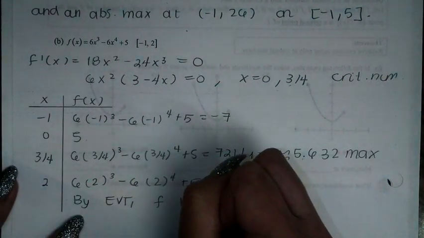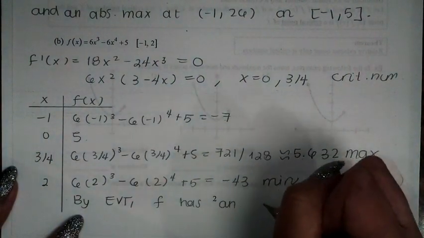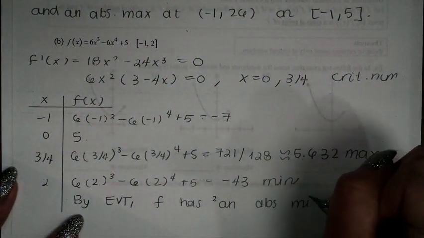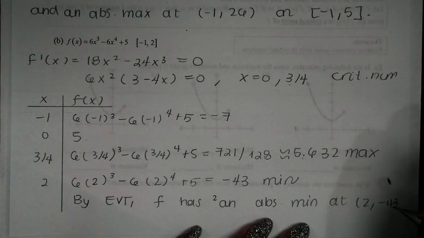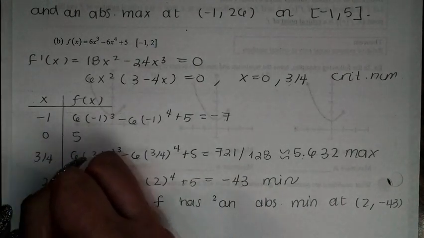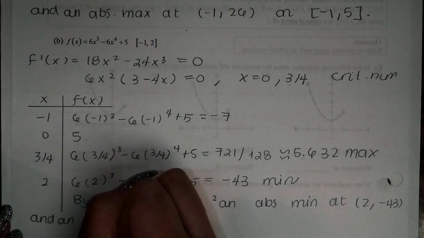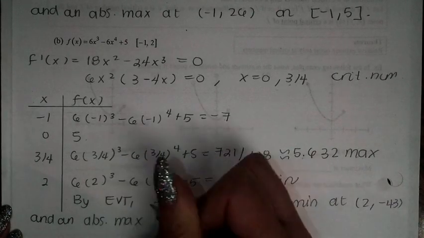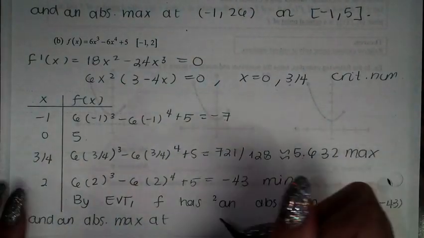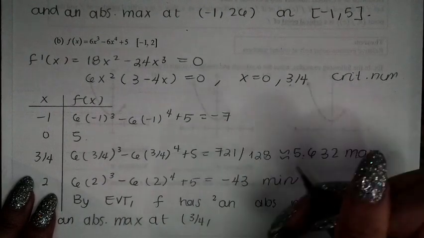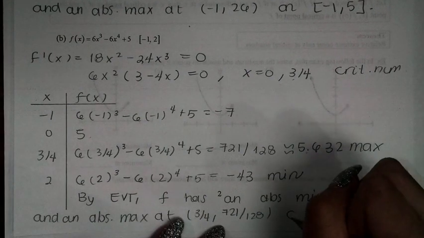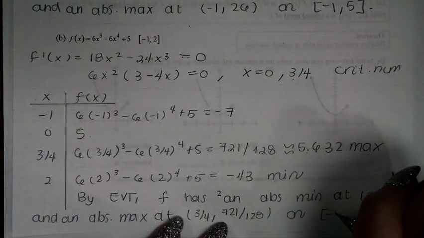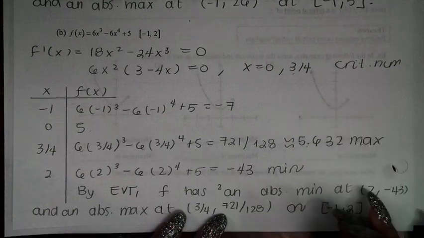f has an absolute minimum at the point 2, -43, and an absolute maximum, where's the maximum? At 3 over 4, that horrendous number that we have, on your interval, and the interval is -1, 2. And that's your conclusion for this problem.